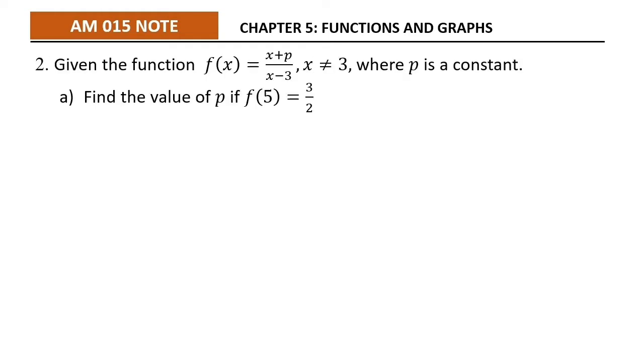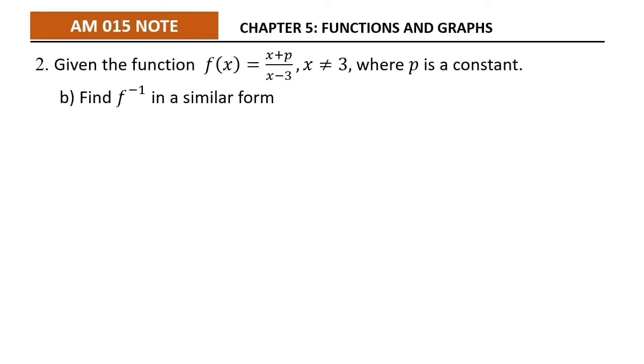Next example, given the function f(x) equals (x plus p) over (x minus 3), where x cannot be 3 and p is a constant. Find the value of p if f of 5 equals 3 over 2. So we have f of 5 equals 3 over 2. f of 5 is 5 plus p, x is 5 minus 3, equals 3 over 2. Simplify. (5 plus p) over 2 equals 3 over 2. By comparing, 5 plus p equals 3. p equals negative 2.